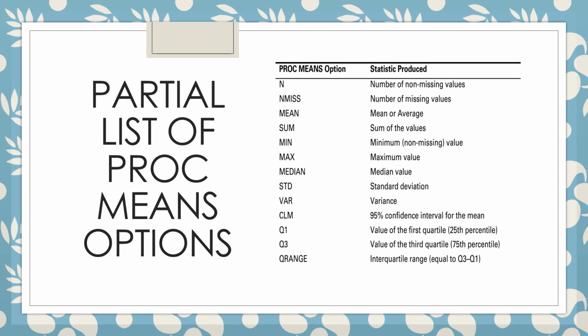Here I am showing you a partial list of PROC MEANS options most commonly used in clinical SAS programming. Besides these statistics, the option MAXDEC equals value is especially useful. This value controls the number of places to the right of the decimal point that are printed in the output.